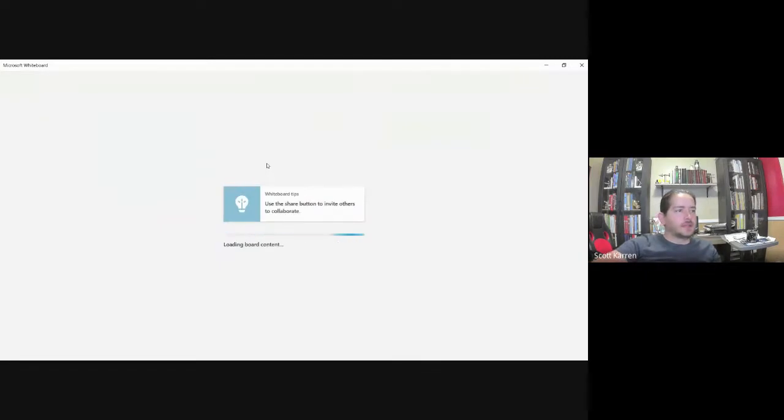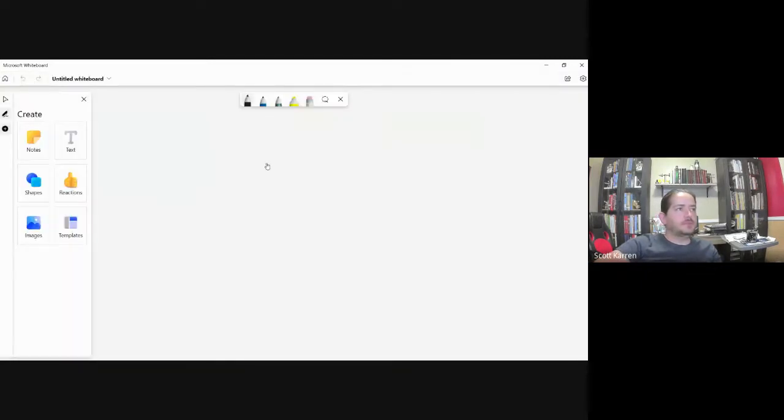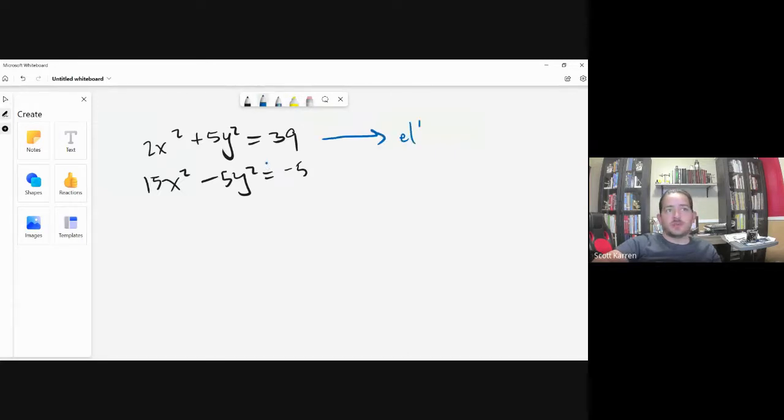Let's look at this guy. I have 2x squared plus 5y squared equals 39, and 15x squared minus 5y squared equals -5, right? Now this first one is an ellipse, right? And this is why now it's ellipse.